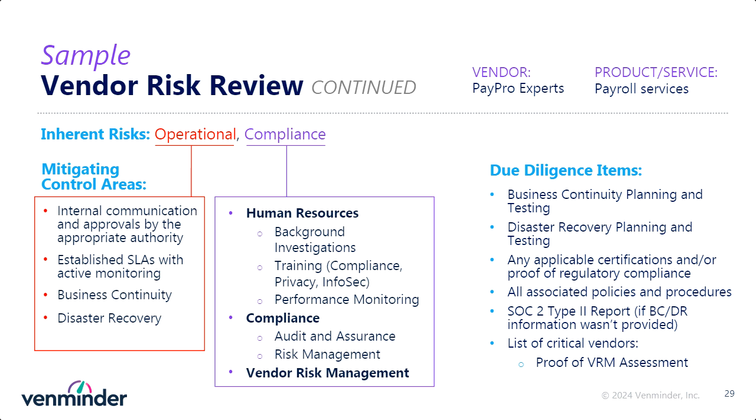For compliance risk, you're looking at areas in human resources like background investigations and training, compliance areas like audit and assurance, risk management activities, and the vendor's own vendor risk management practices, which is how the vendor is managing its own third parties. And the due diligence items you'd collect for these inherent risks would be things like business continuity and disaster recovery plans and testing, applicable certifications, and policies and procedures. A SOC 2 Type 2 report might be collected if the vendor didn't provide business continuity and disaster recovery information. And you would also want to get a list of their critical vendors along with an assessment of their vendor risk management practices.